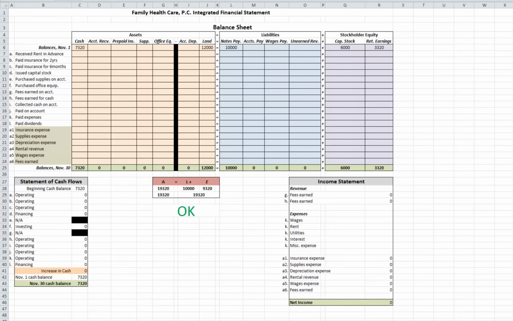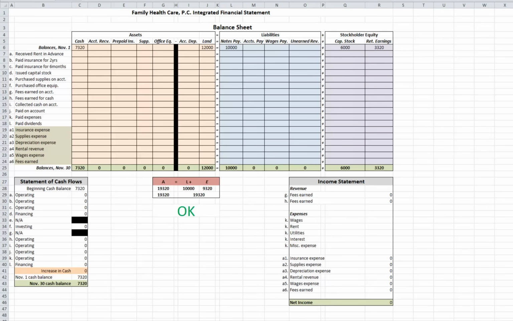Now each transaction is listed on the left-hand side, A through L. Those are the ones we're going to pay attention to in this video. And they correspond with the statement of cash flows and the income statement by the lowercase letter. So our first transaction in this problem is receiving some rent in advance for the use of our land. Now remember, we purchased land that's valued at $12,000 because we plan on developing it at a later date.